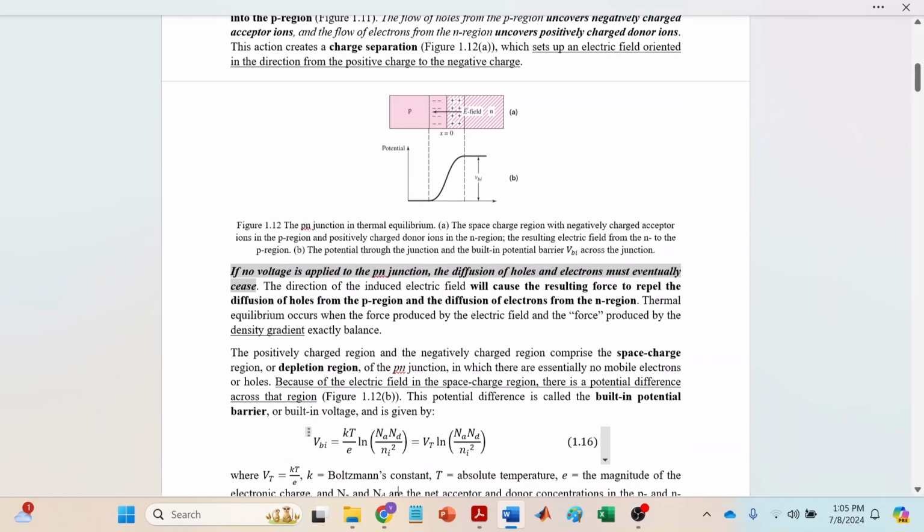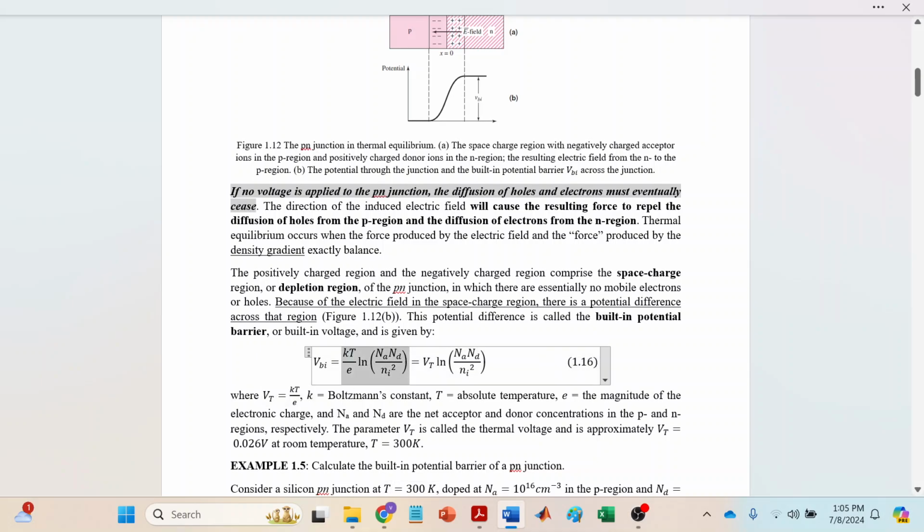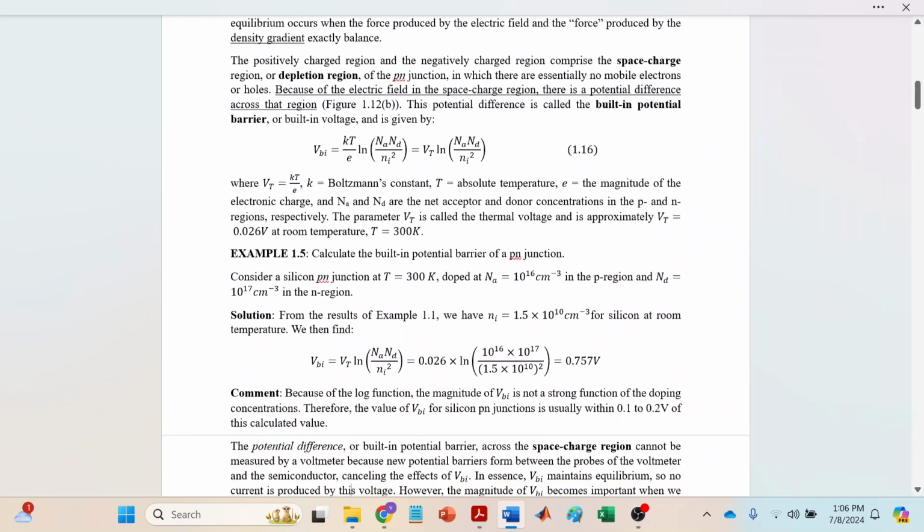The built-in potential barrier is calculated by this equation, where kT over e is the thermal voltage, k is the Boltzmann's constant, T is the temperature, and e is the magnitude of the electronic charge. Na is the acceptor atom concentration, Nd is the donor atom concentration, and ni is the intrinsic carrier concentration. The built-in potential barrier is a result of the positive charge and the negative charge in the space charge region, and this charge, as we said, is stationary, it's not moving. So we want to calculate the built-in potential barrier of the pn junction.